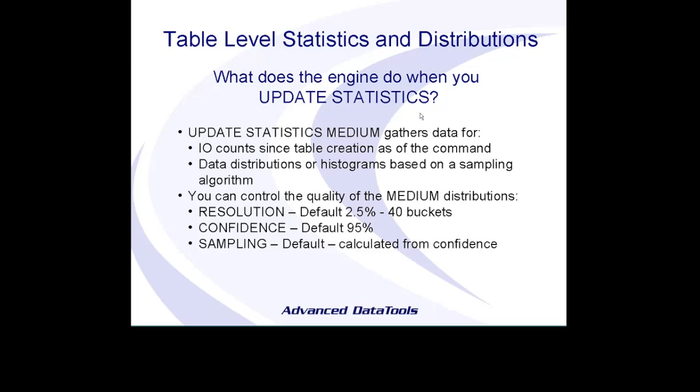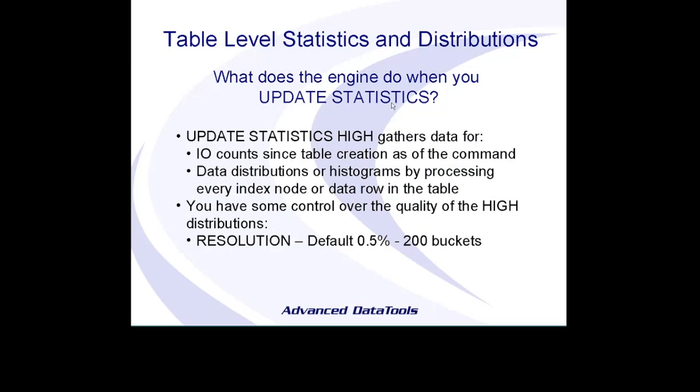For update statistics high, the engine again gathers the I/O count since the table was created as of the moment you begin running the update statistics command, and it records that in the sysdistrib record for that column. And it, again, calculates data distributions. Okay. And this time, for high, the engine either reads an entire index, every key in the index, if that's all it has to do, or it reads every data row in the table if you're doing update statistics on a column that doesn't lead an index.